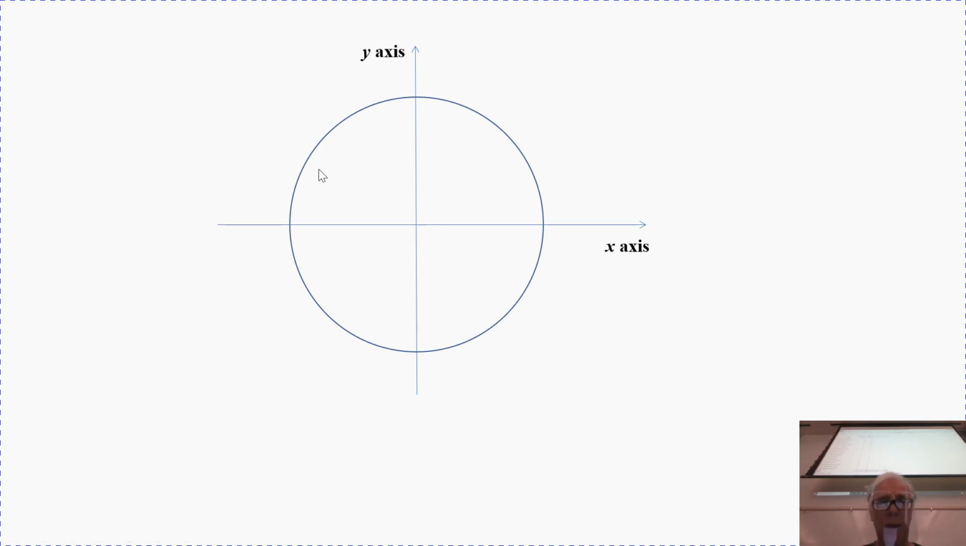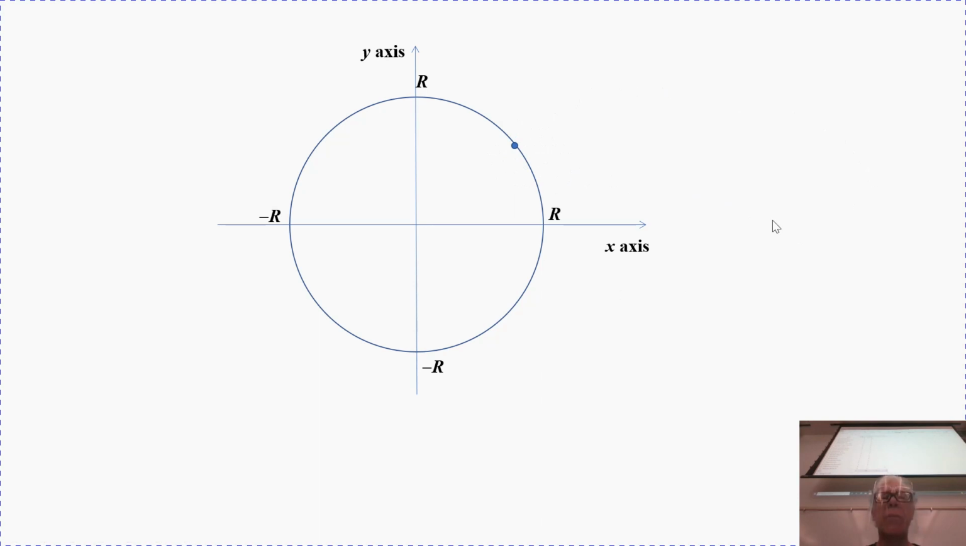Okay, draw the circular path, radius r. Here is positive r, negative r, negative r, right? X-axis, y-axis. And then you're going to put a particle there in your track, in your circle.